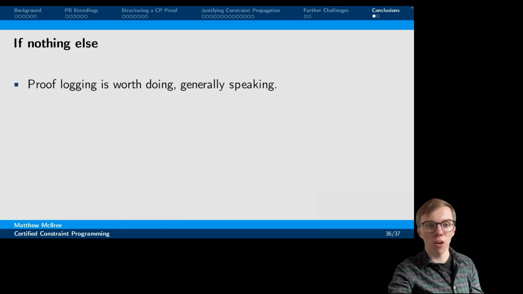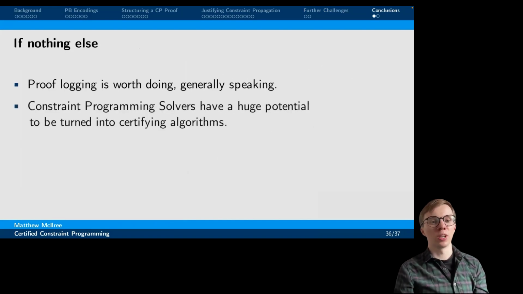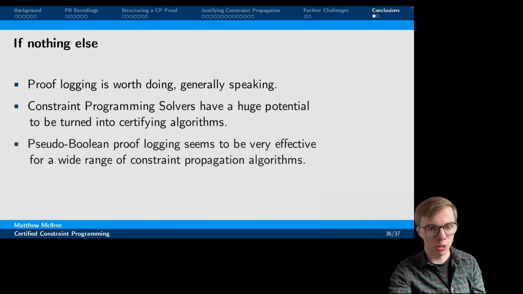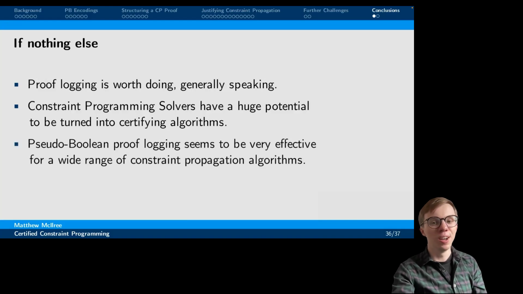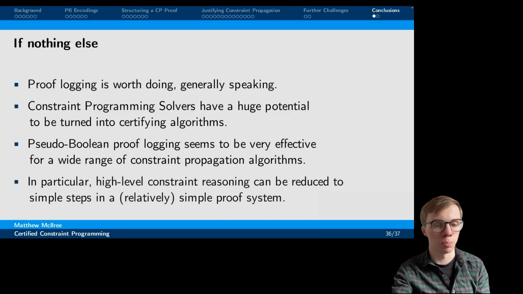But just to conclude the talk, if nothing else, hopefully we're on board that proof logging is worth doing, generally speaking, and that constraint programming solvers have a huge potential to be turned into certifying algorithms, and that pseudo-Boolean proof logging seems to be quite effective for a wide range of propagation algorithms. This third point is going to be the conclusion of my thesis, effectively. And in particular, high-level constraint reasoning can be reduced to simple steps in a relatively simple proof system.